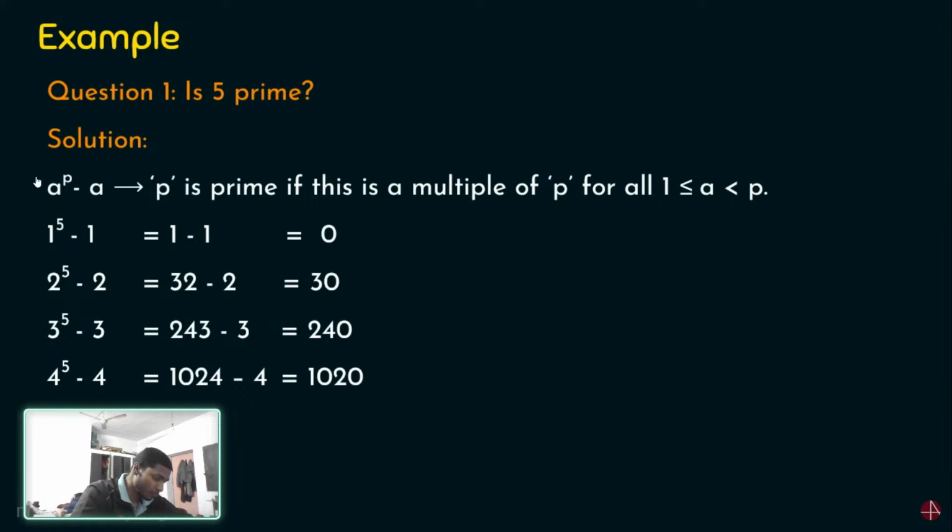This is also obviously a multiple of 5. So we have calculated a power p minus a for a values from 1 to 4, where the result is obviously a multiple of 5, and the Fermat's primality test says this 5 is a prime number. I hope things are clear to you.